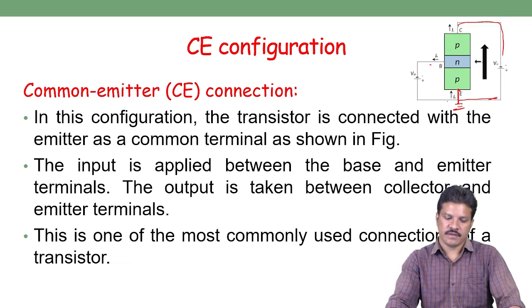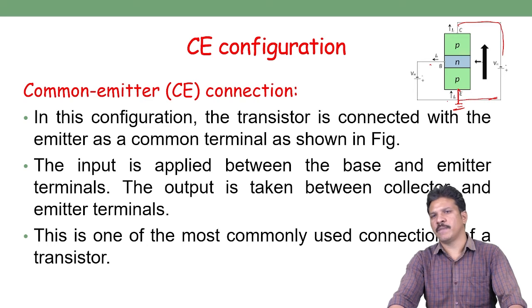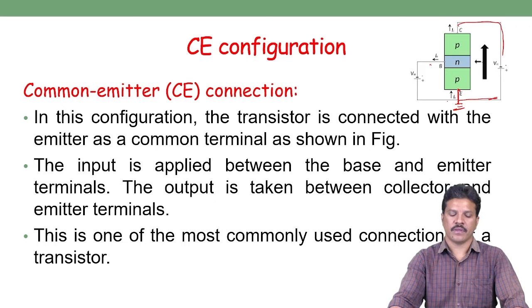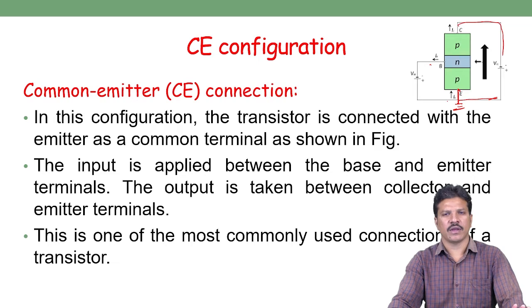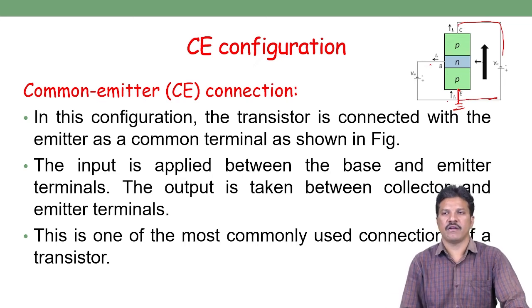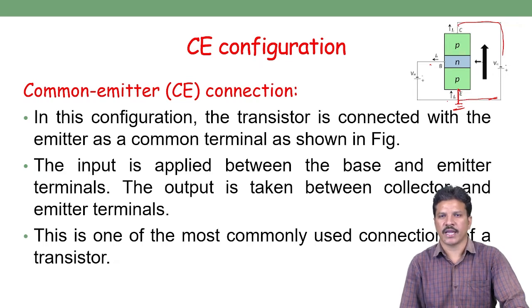This connection is most important and one of the most commonly used connections for an amplifier, the common emitter configuration. When we see a transistor in an electronic network, it must be in any one of the configurations. Then only it is possible to measure. So in this common emitter configuration, we can measure input characteristics and output characteristics.